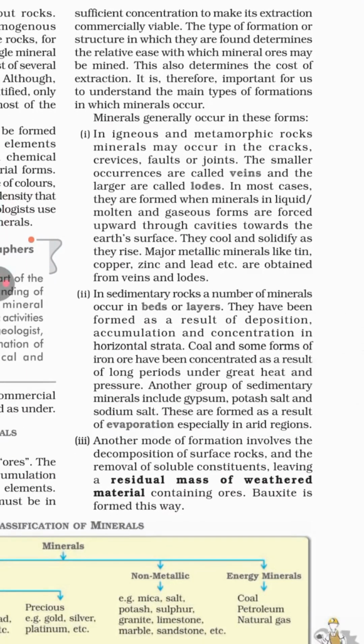And then another formation is residual mass of weathered material. See, weathering of rocks takes place. You have studied in lower classes that soil is formed because of the weathering of rocks. Now what has happened is the weathering has occurred and the mineral is exposed. Okay, so bauxite is one very good example.